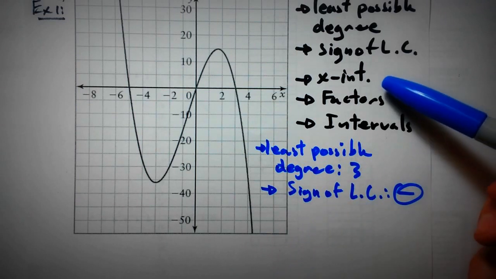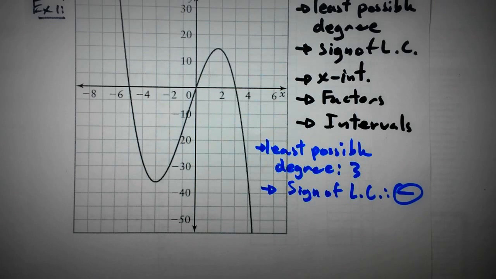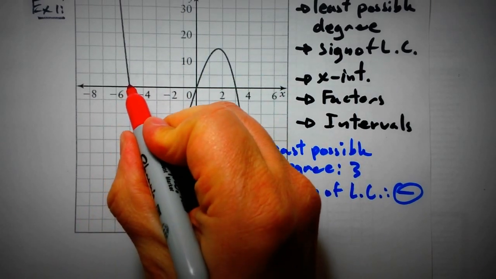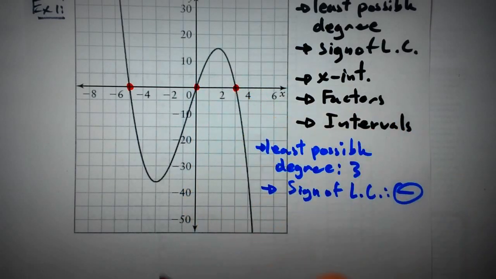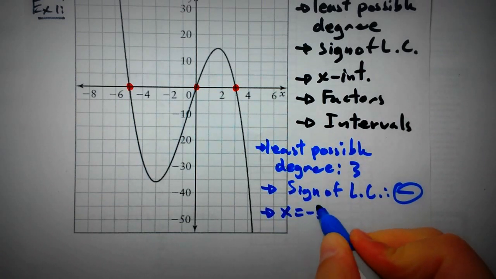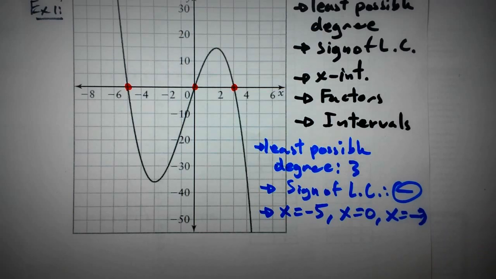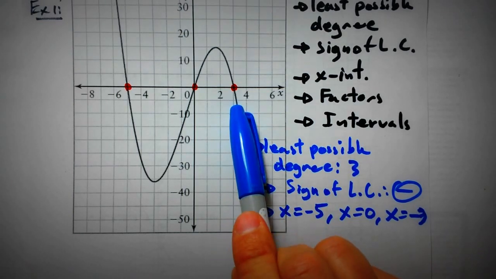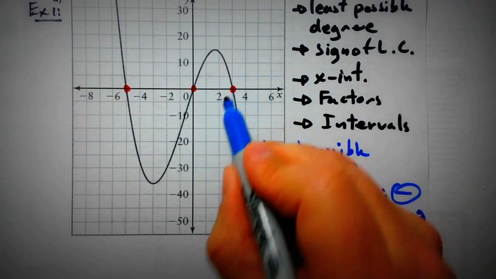Next, it says find the x-intercepts. So now we can basically look at these. We have x-intercepts of x equals -5, x equals 0, and x equals 3. So let's collect that data here: x equals -5, x equals 0, and x equals... that's a 3. Oh, sorry, not -3, it's actually +3. I made a mistake. This is +3.